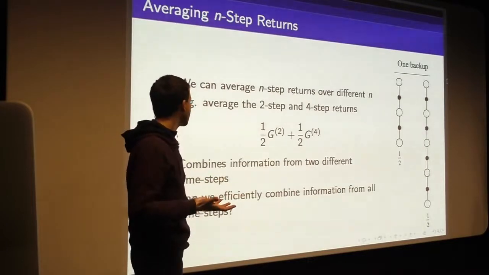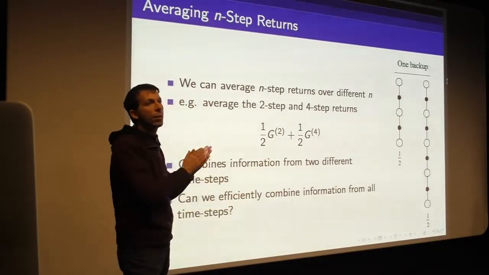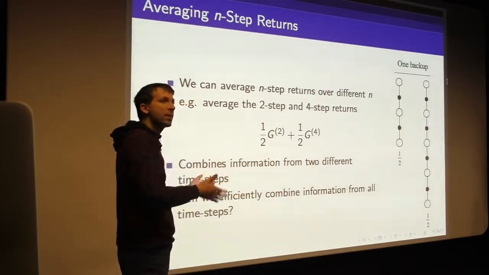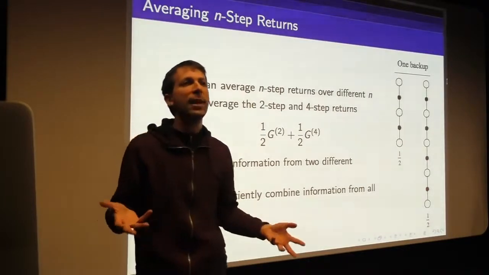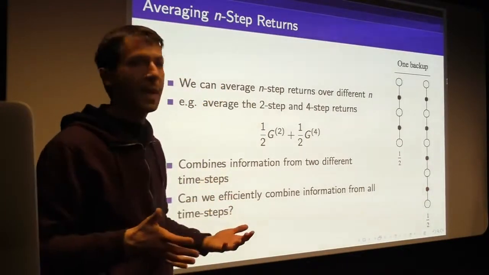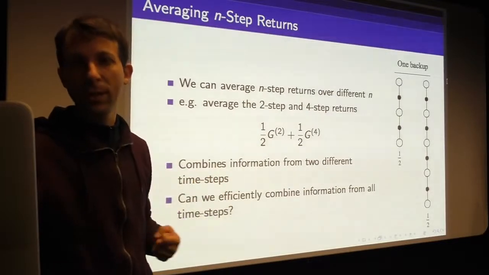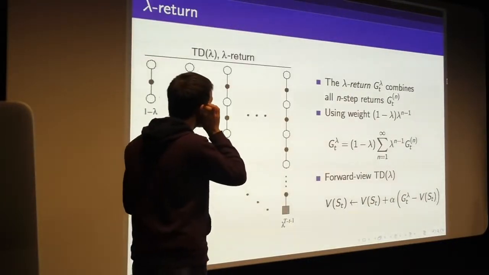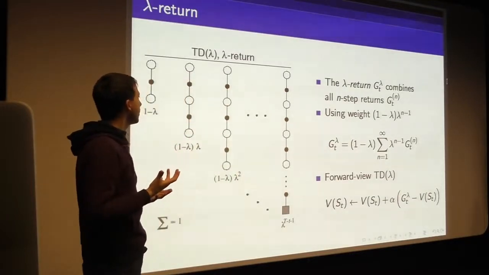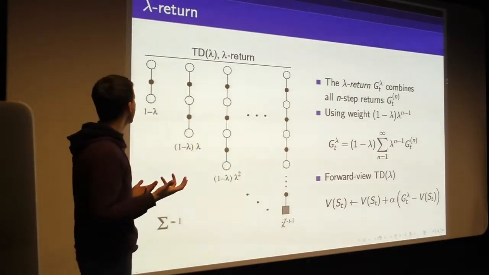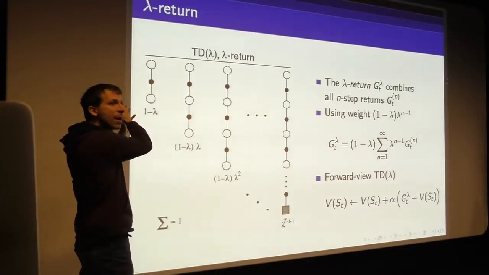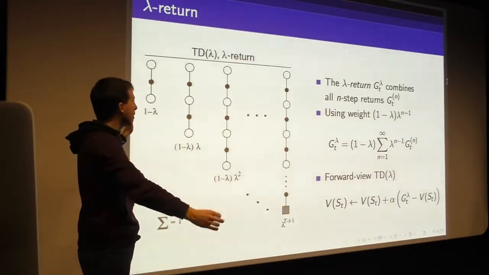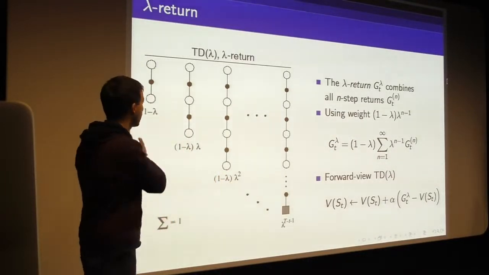And so the question is, how can we efficiently combine all n in this way? Can we come up with a scheme that, without increasing the algorithmic complexity, lets us deal with all n? And the answer is, yes, we can do that efficiently. The algorithm is called TD lambda. The main idea is to use this quantity which is called the lambda return. And the lambda return is like a geometrically weighted average of all n going into the future.